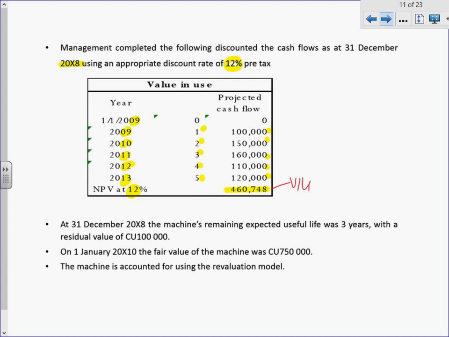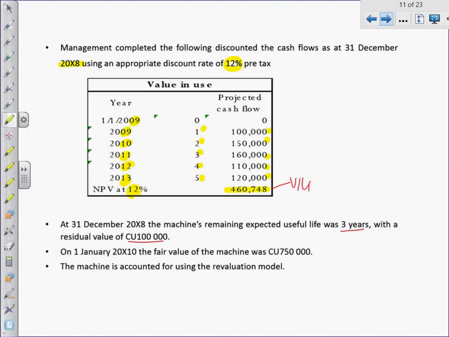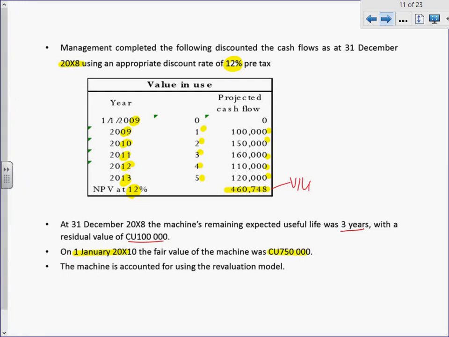At 31st of December 20x8, the useful life of the machine was now 3 years and had a residual value of 100,000. Now, there's going to be a bit of a trick about that because those change in estimates are based on the impairment event, not a change in estimate. So the question is whether we'll go back to the beginning of the year to change the depreciation or not. We'll get there. Then on the 1st of January 20x10, the fair value of the machine was now 750,000. The machine is accounted for using the revaluation model.